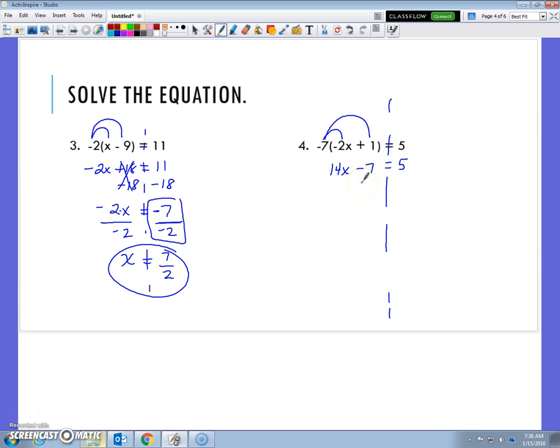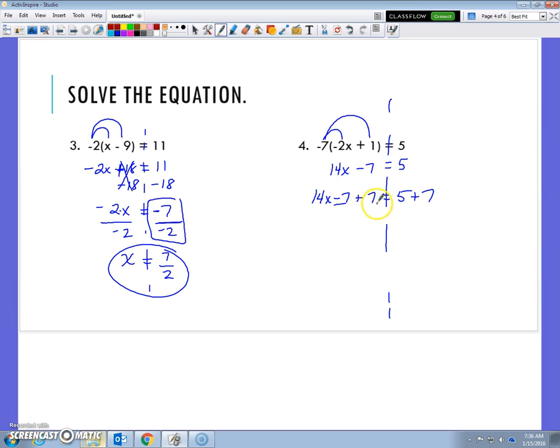Now, I don't want anyone to get confused about this. So what I'm going to do is write it this way: 14x minus 7 plus 7 equals 5 plus 7. Sometimes when I write it right underneath, you think I'm just adding to this side of the addition sign. I'm not. I'm adding it to both sides of the equation.